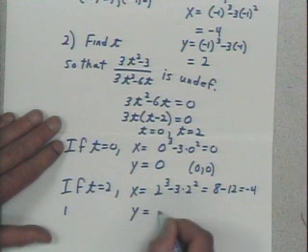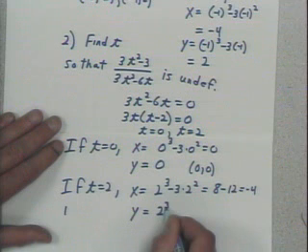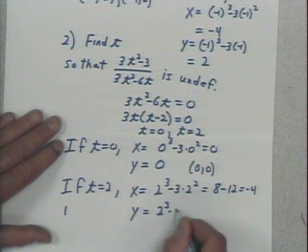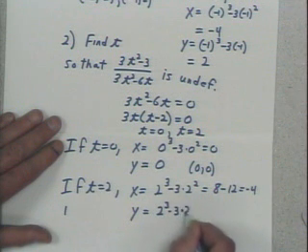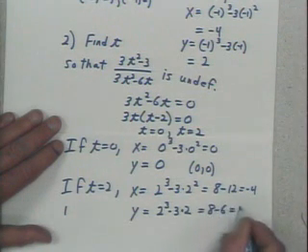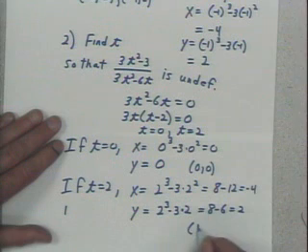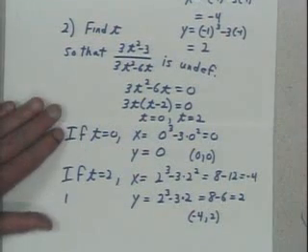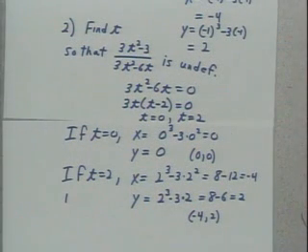Y is going to equal 2 cubed minus 3 times 2. That's 8 minus 6, which is 2. So that would produce the point minus 4, 2. So you're supposed to have a horizontal tangent where? At minus 2, 2, minus 2, minus 2, and minus 4, 2.